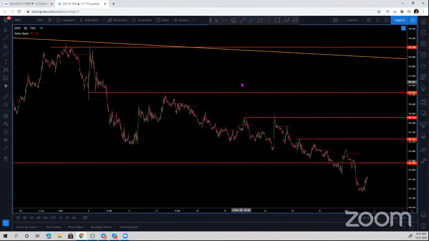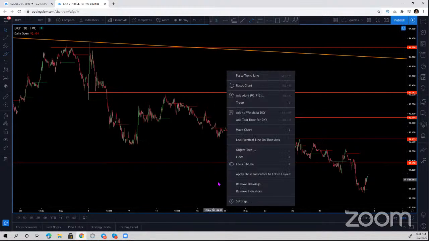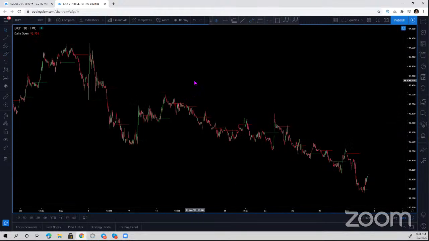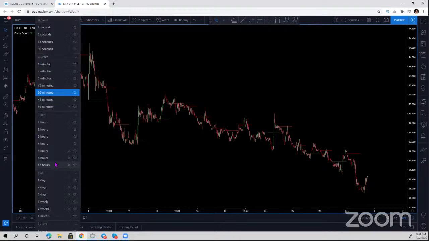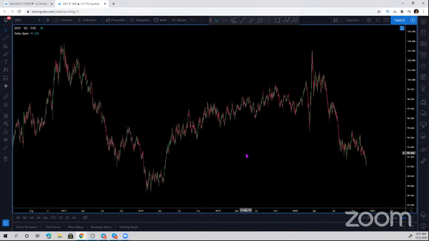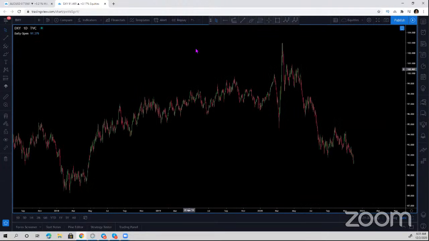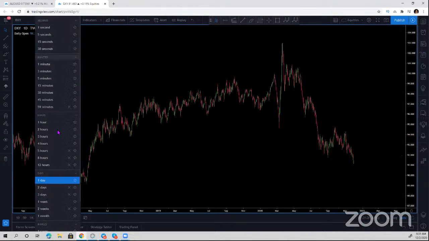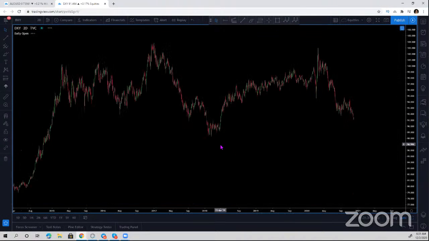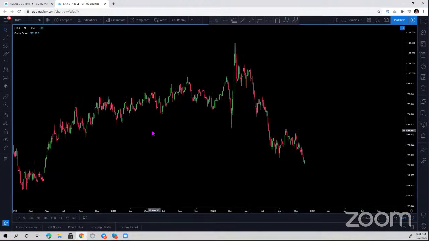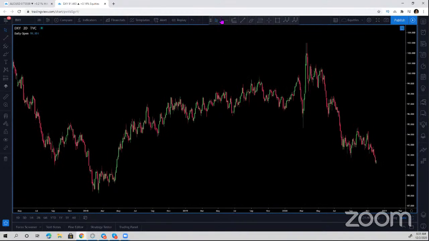Now we're going to remove all the drawings and look for new levels that we can work with. And to do that, we have to go to the daily chart actually. Why are we going to the daily chart? Actually, we're going to go to the 2-day chart just to have a better and a cleaner chart, right?